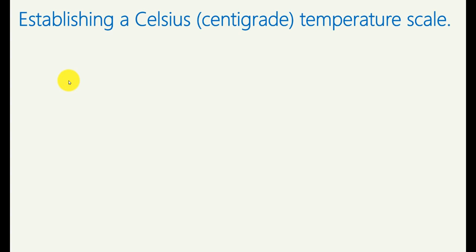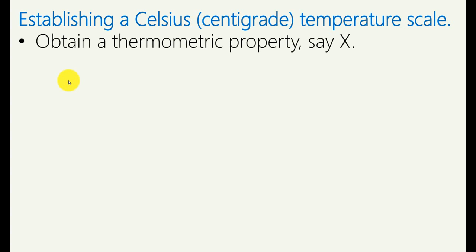Alright, now how do we establish a Celsius scale, or what we call the centigrade scale, as some books still call it, the old version? Establishing a Celsius scale or the temperature scale. For you to establish any scale, the first thing you have to obtain is a thermometric property. So you have to decide, am I using the electrical resistance of a platinum wire? Am I using the EMF of a thermocouple? Am I using the length of a mercury column in a capillary tube?